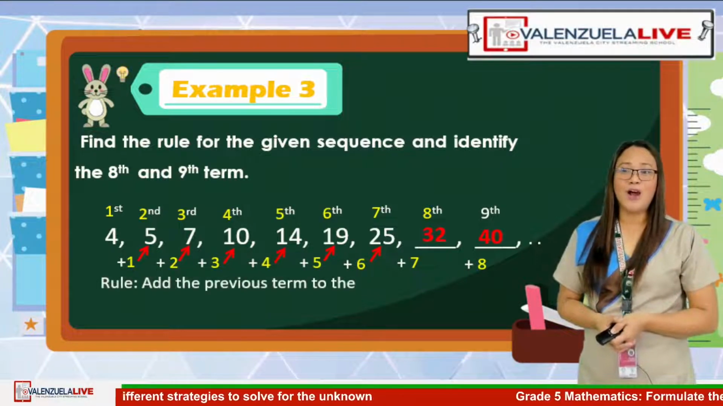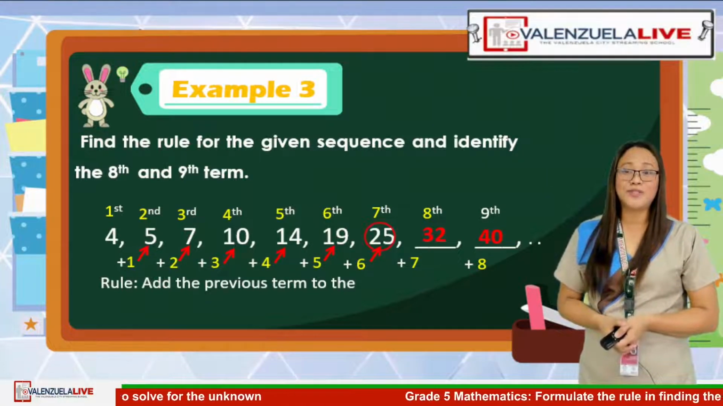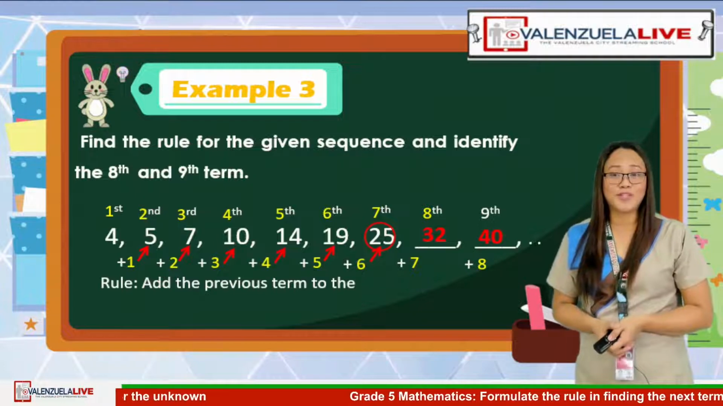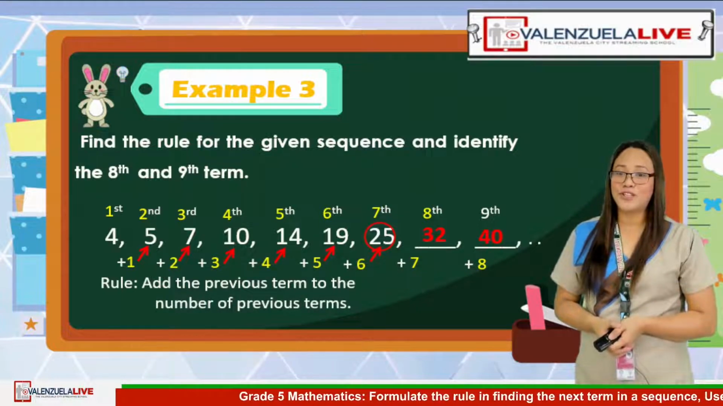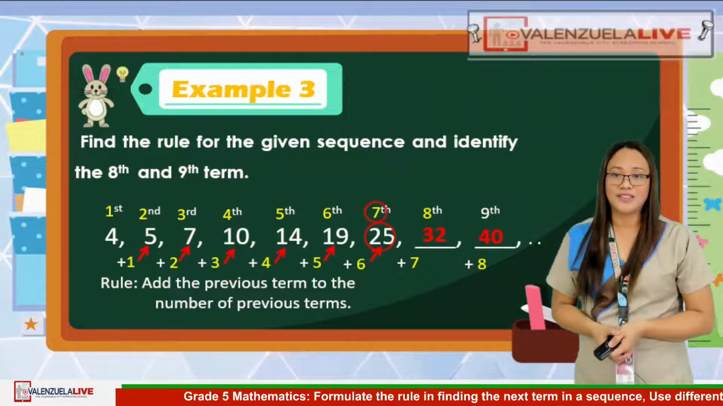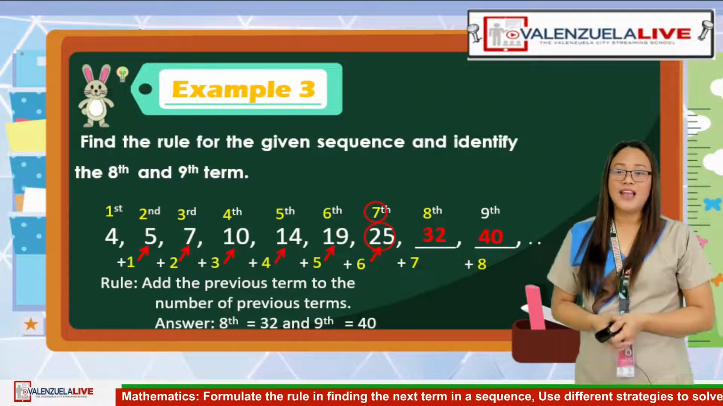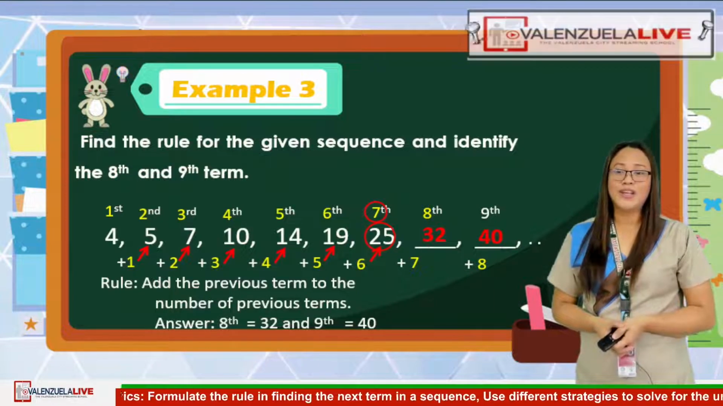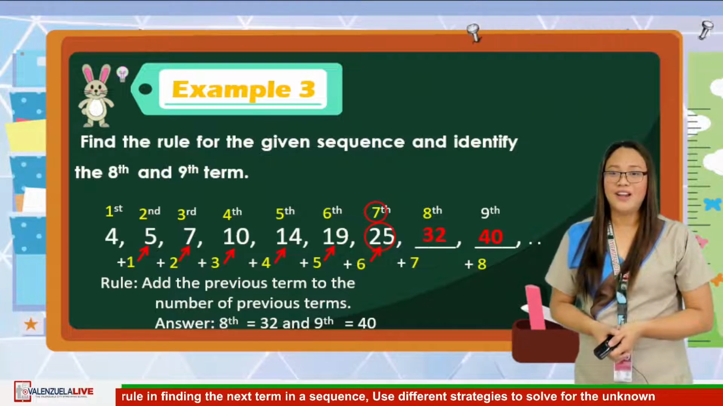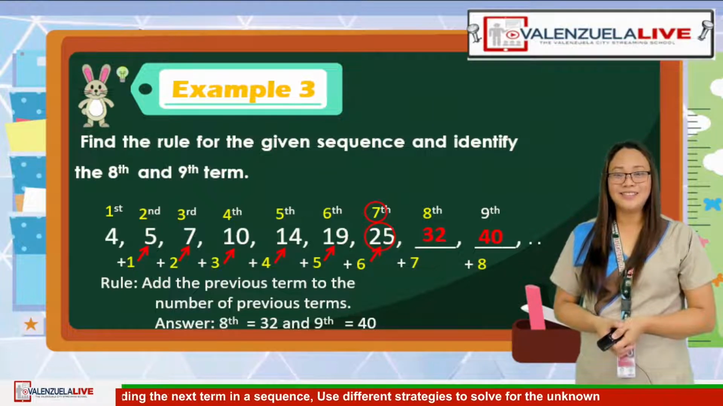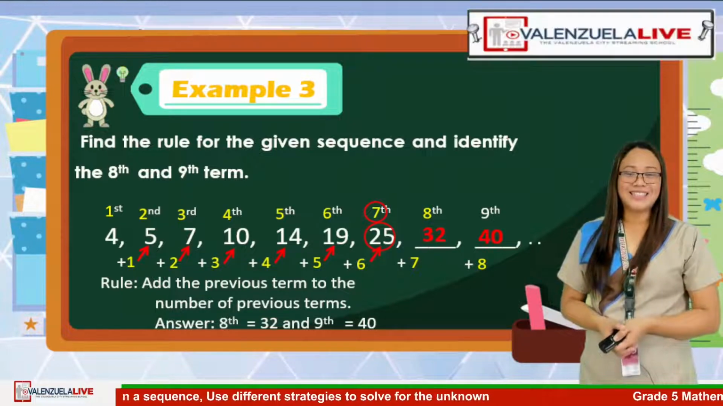All right. So our rule is, we have to add the previous term, which is 25, to the number of previous terms, which is 7. So our answer is, our 8th term is 32 and our 9th term is 40. Did you get the correct answer? That's great, grade 5 mathletes.